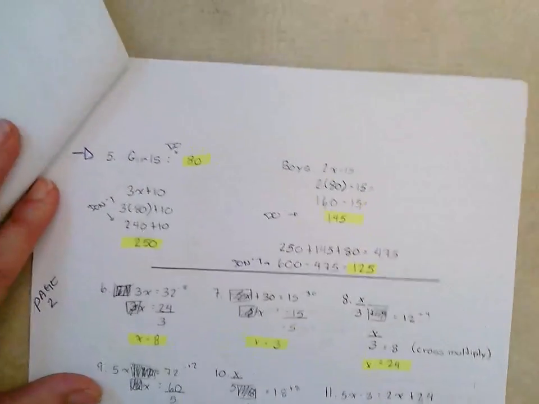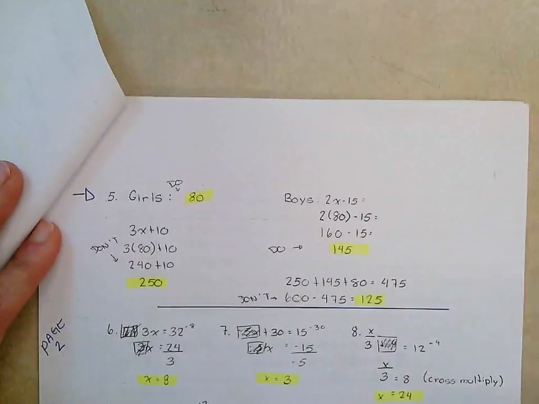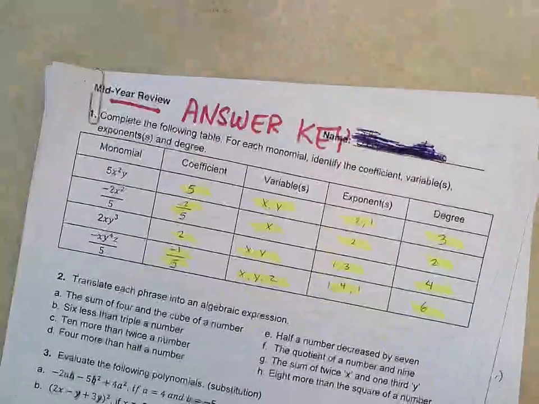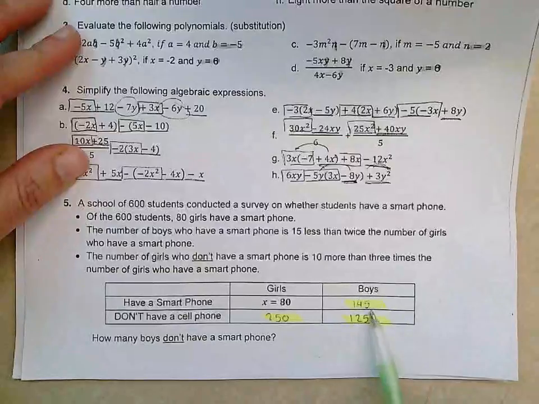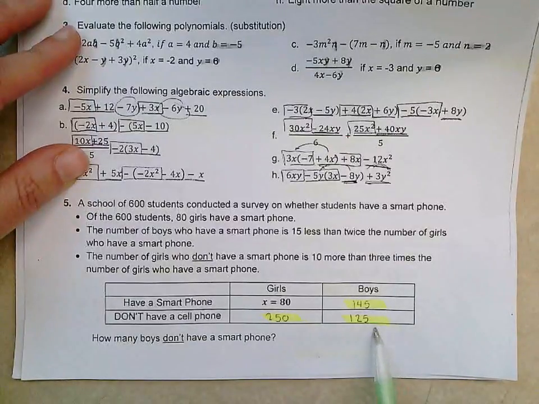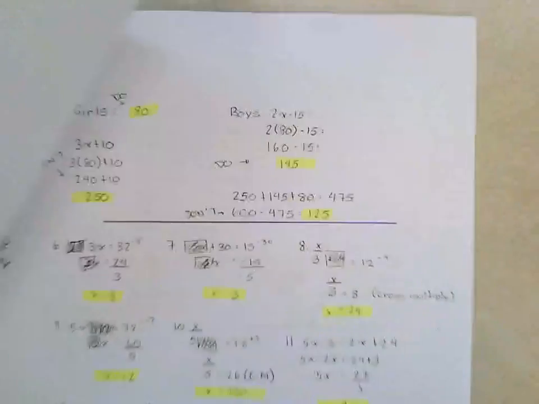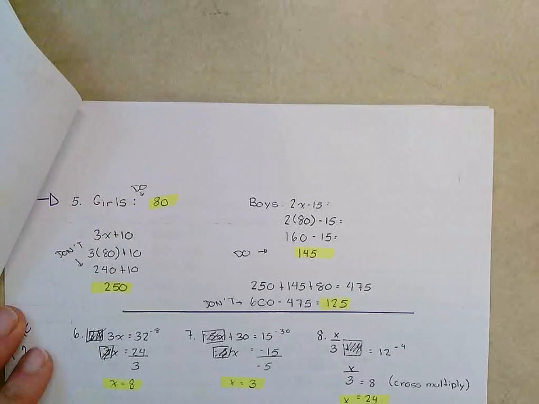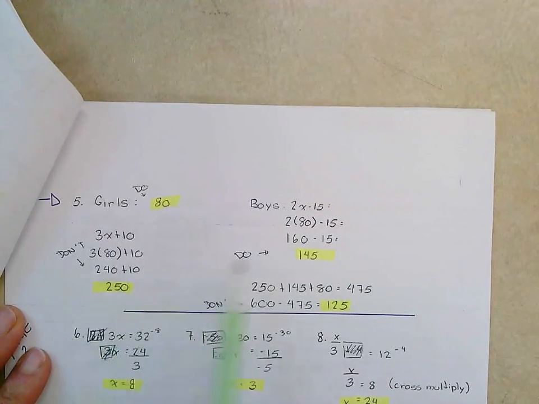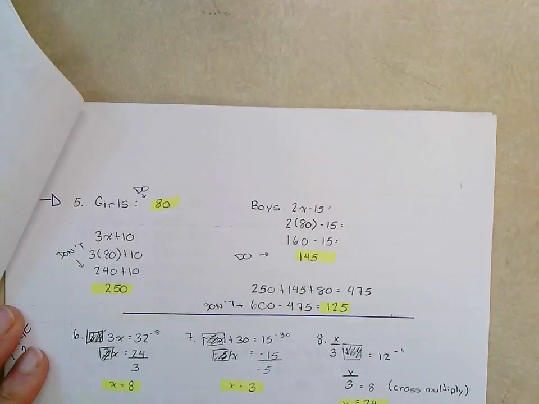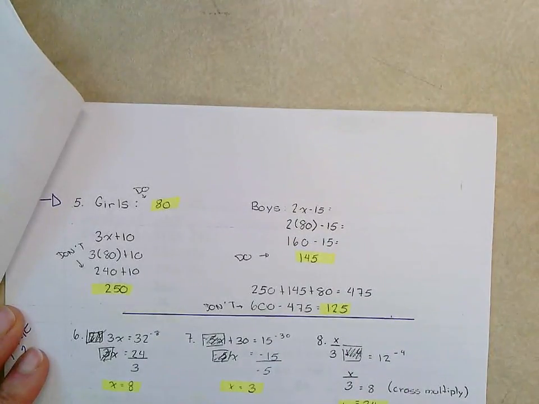For the answer for 5, which was this question here, the answers are here. If you want just the answers, it's right there: 145, 125, 250. If you want to know how it was done, look on this. And those are the girls that do, the girls that don't, boys that don't have. Press pause, and you could be getting all the answers.